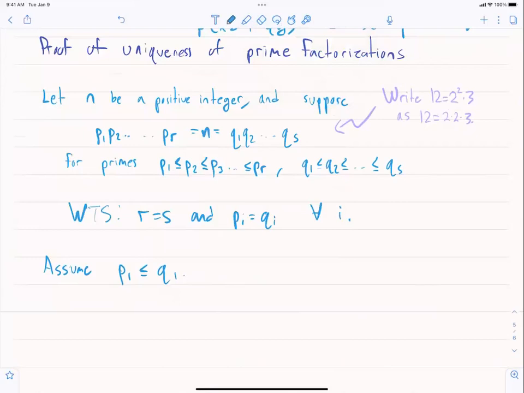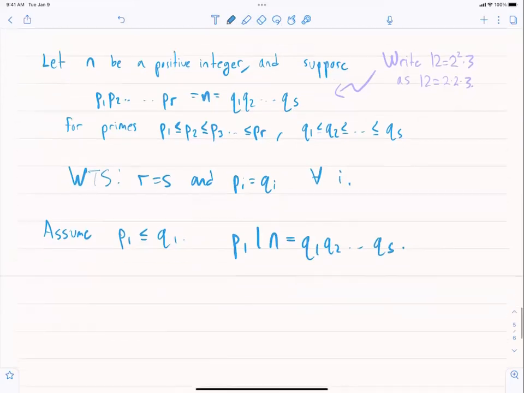And I'm going to use that lemma to do it. I'm going to make one quick hypothesis. Up to swapping what I'm calling P's and what I'm calling Q's, I can assume that P1 is less than or equal to Q1. Okay, and then when I do that, P1 divides n because of this expression, which is equal to Q1, Q2, product all the way up to QS. Okay, so the lemma implies P1 divides Qi for some i.